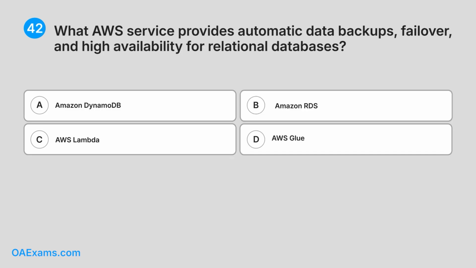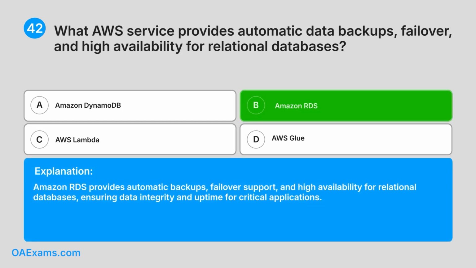What AWS service provides automatic data backups, failover, and high availability for relational databases? A. Amazon DynamoDB. B. Amazon RDS. C. AWS Lambda. D. AWS Glue. Do you know the answer? Correct. Answer B. Explanation: Amazon RDS provides automatic backups, failover support, and high availability for relational databases, ensuring data integrity and uptime for critical applications.